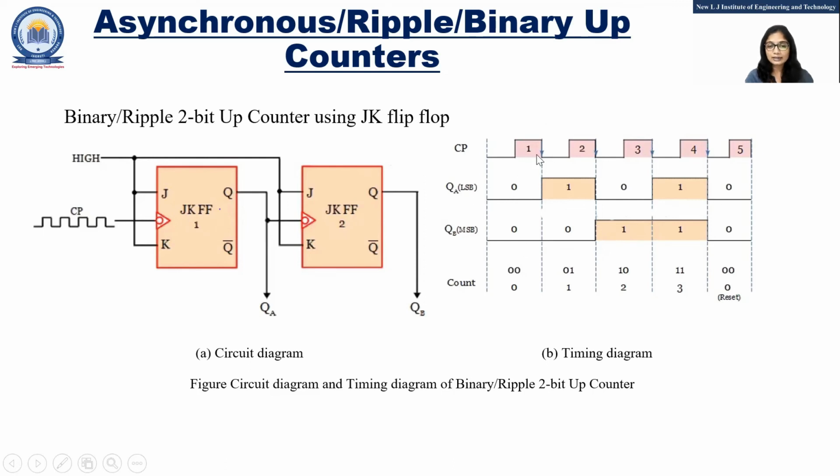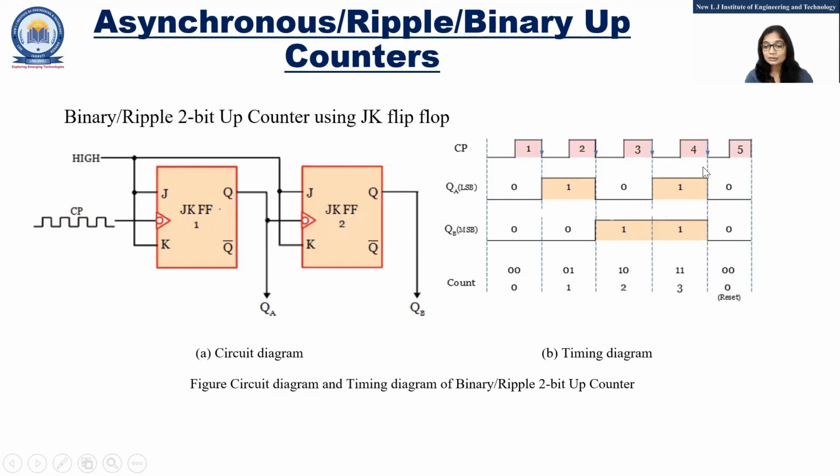So initially, at the first clock pulse, you can see here the output is 0 0. Then after the second pulse, the output will be 1 0, means decimal equivalent is 1. Then at the third clock pulse, the output is 0 1, that is binary equivalent is 10 and decimal equivalent is 2. Then at the fourth clock pulse, both the outputs will be 1 1. So the decimal equivalent is 3.